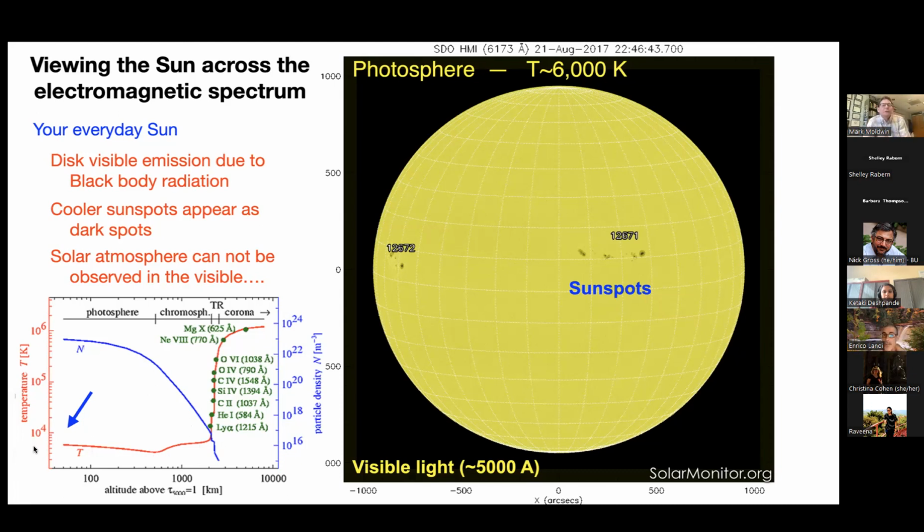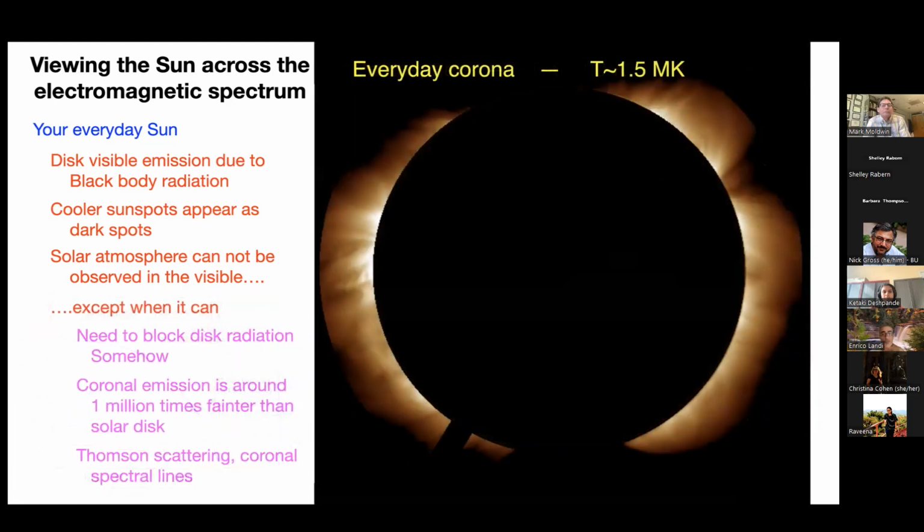However, I can still see the solar atmosphere in the visible once I obscure the disk. Now, this is an emission taken from the COMP instrument. This is a ground-based instrument, so it can see the solar atmosphere every day, provided there are no clouds, just because it has a particular design which allows the instrument to block all the radiation from the disk. So you have then the remaining radiation from the solar atmosphere. You have to block the disk radiation because this radiation is 1 million times brighter than the radiation from the atmosphere.